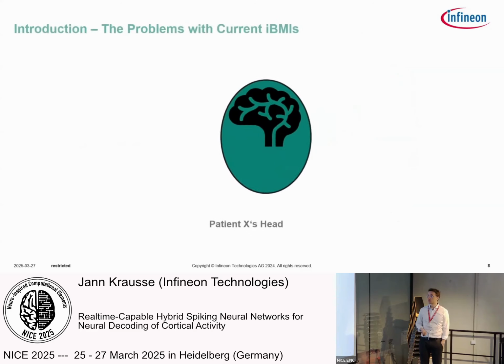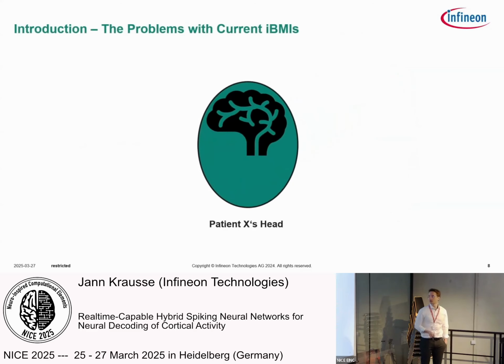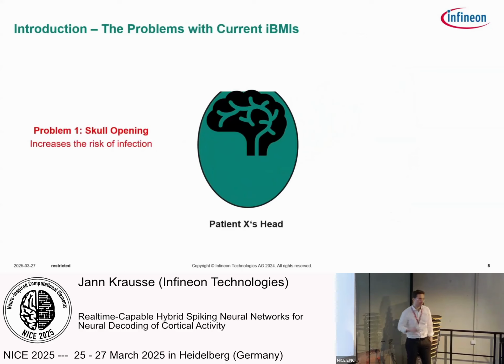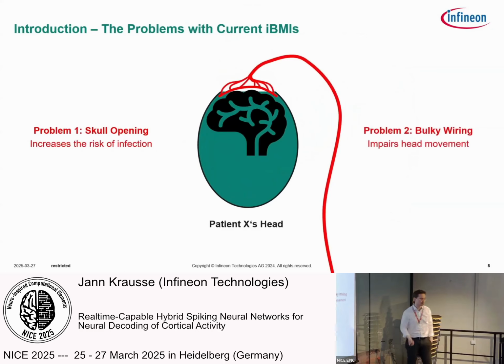However, there are a few problems that current iBMIs have, and two of them are the major ones. First of all, the surgical procedure, opening the skull. A lot of the time this is a permanent opening, and this permanent opening increases the risk of infection in the first place. Secondly, attaching this interface to the cortex and then having this bulky wiring heavily impairs head movement of the patient, which is also a big downgrade in quality of life.